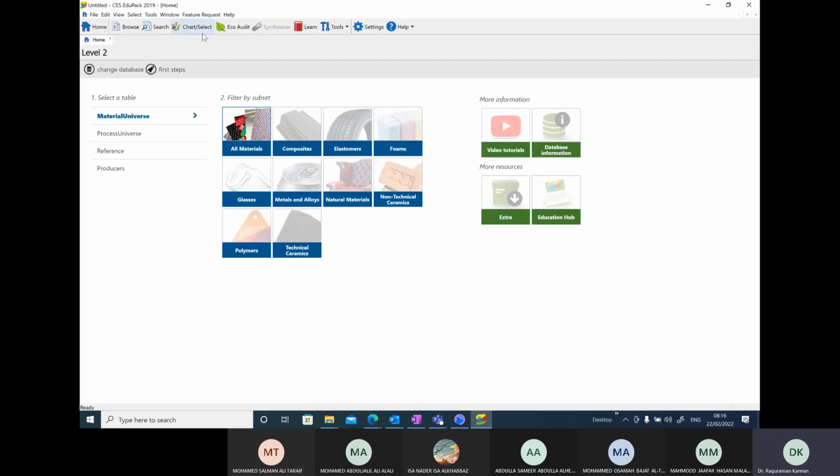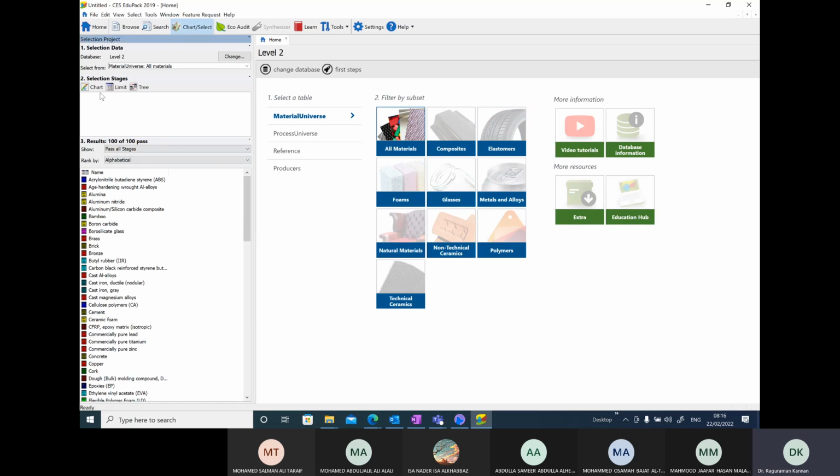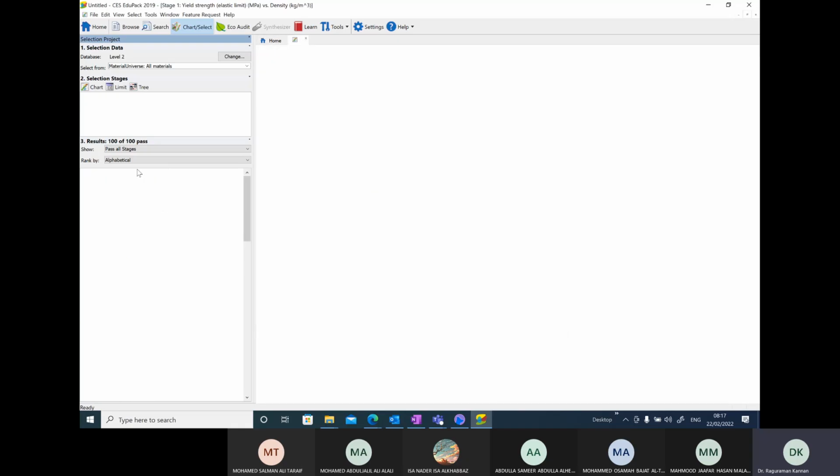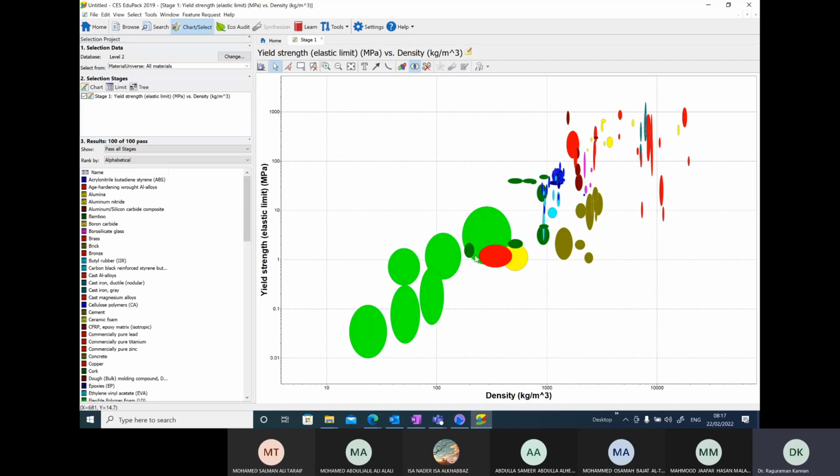So level 2. I'm going to draw the chart. On the y-axis, we want yield strength. So mechanical properties, select the yield strength. And on the x-axis, we want the general properties, and we are looking for density in particular. Click OK, and it gives you this particular chart.